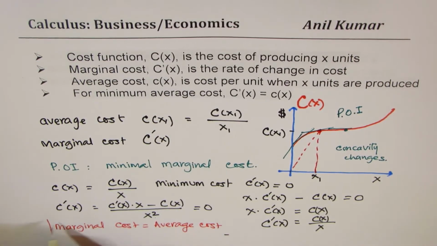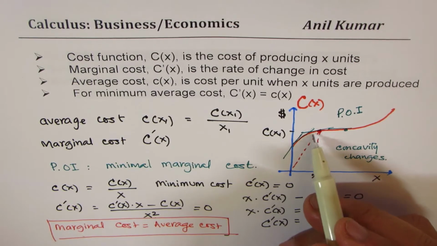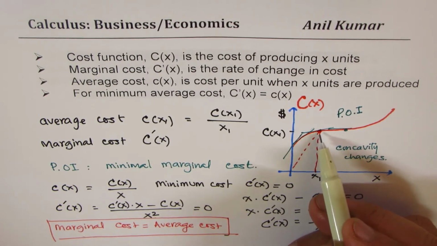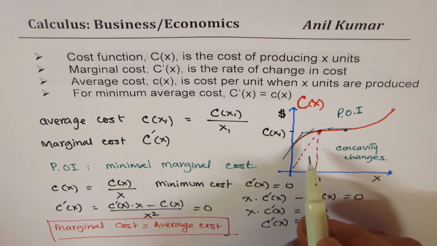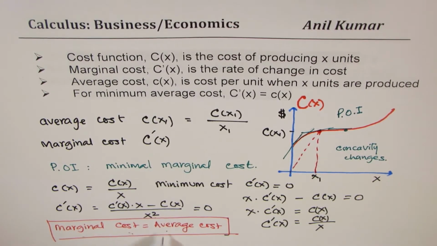And it makes sense, right? Since if the marginal cost is lower, you should produce higher, you should produce more. And if the marginal cost is higher, produce less. So the equilibrium comes at this stage when you minimize the cost. So I hope that concept is clear to you, right?